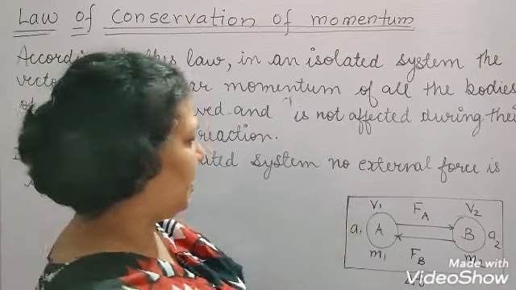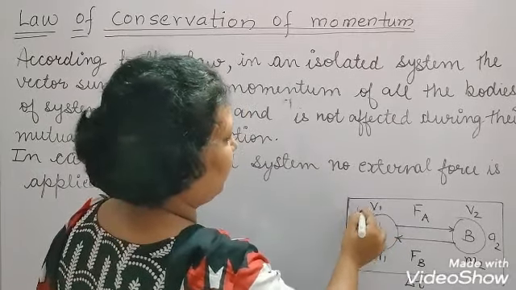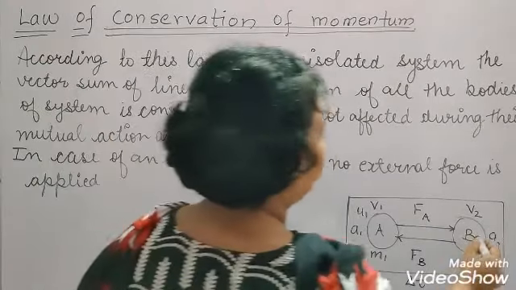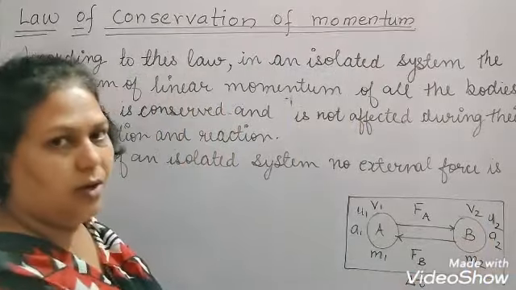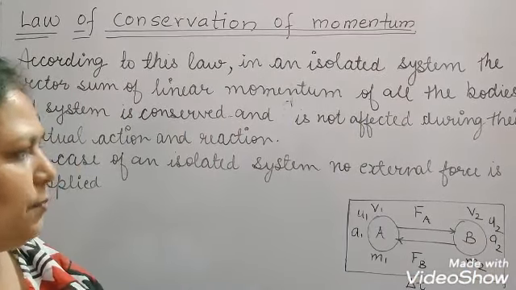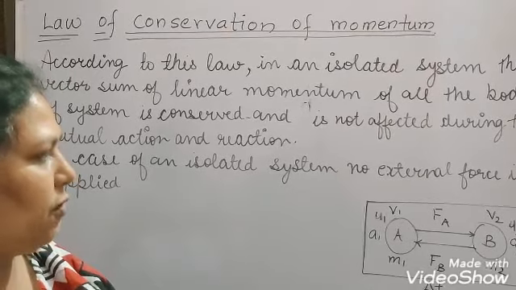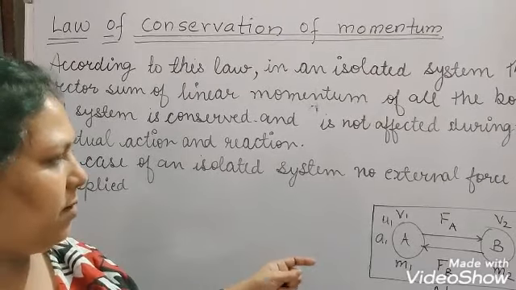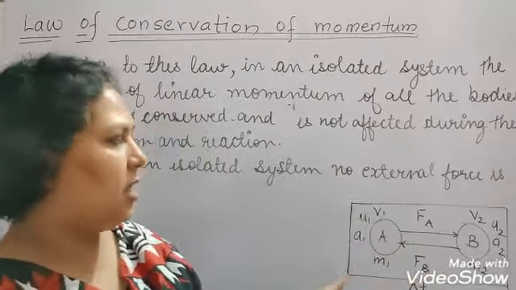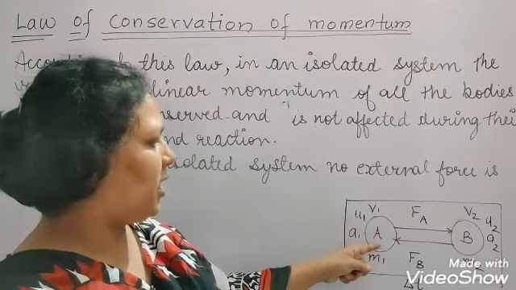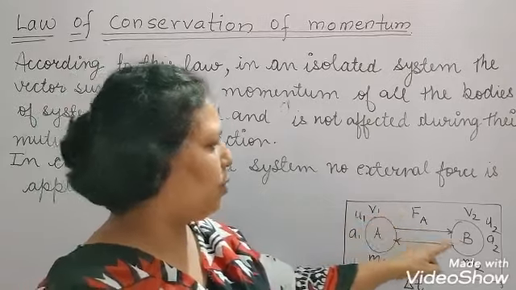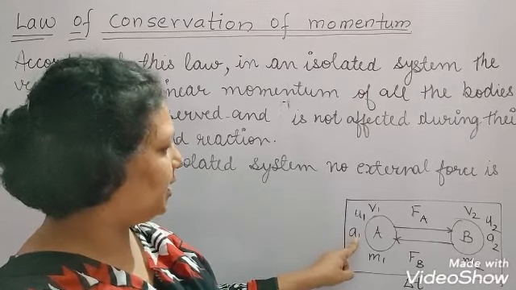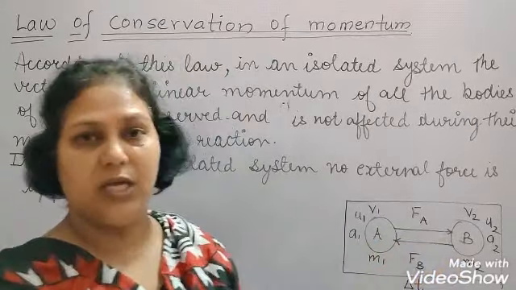Suppose initially body A is moving with velocity u1 and body B is moving with velocity u2. Suppose these two are moving with uniform velocities u1 and u2, and when they collide with each other, after that the velocity will change, and body A is moving with velocity v1 and body B is moving with velocity v2. Suppose the acceleration produced on A is a1 and the acceleration produced on B is a2.